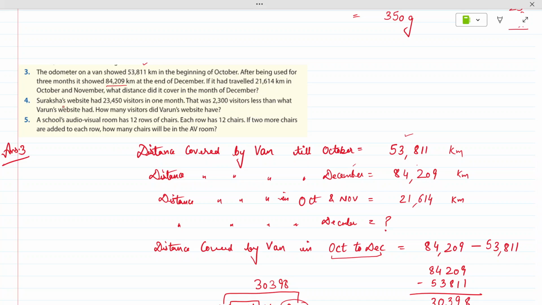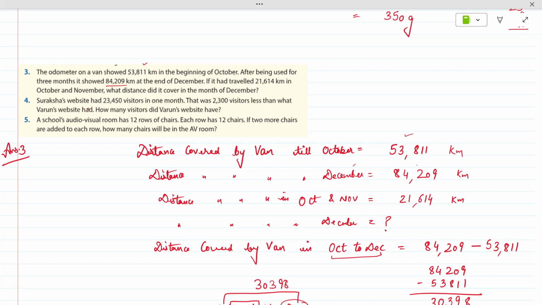It says Suraksha's website has 23,450 visitors in 1 month. So there is a girl named Suraksha. She has a website which is having this many visitors. Okay, and that was 2300 visitors less than what Varun's website had. And then we have to find out how many visitors did Varun's website have.